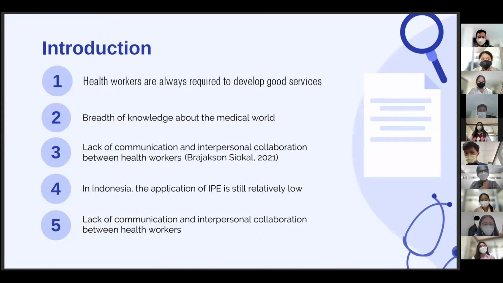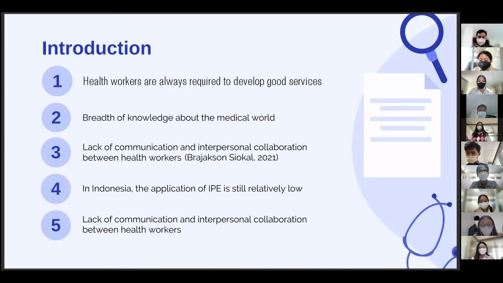Okay, first I will explain the introduction. Health workers are required to develop good service for the community. However, the breadth of knowledge about the medical world makes health workers need extra effort to realize and provide full service. In addition, interpersonal communication between health workers is often forgotten. Distinct tasks in the field frequently overlap and are not coherent.